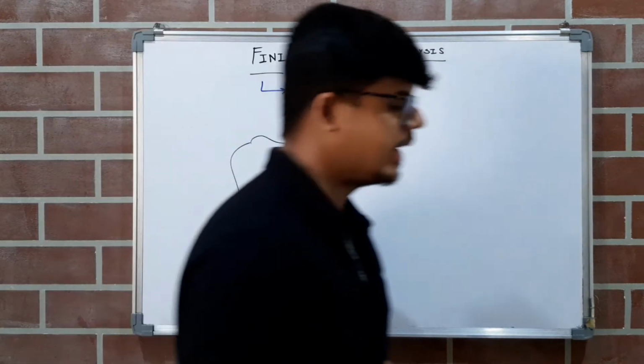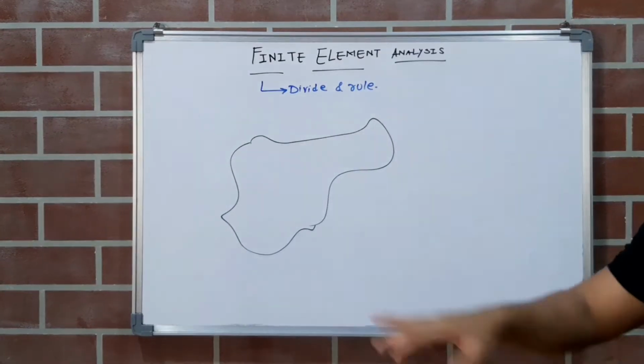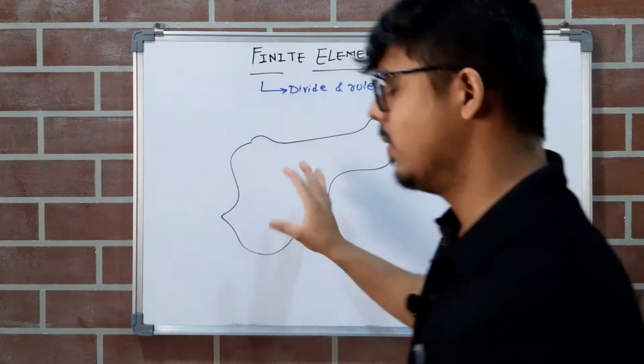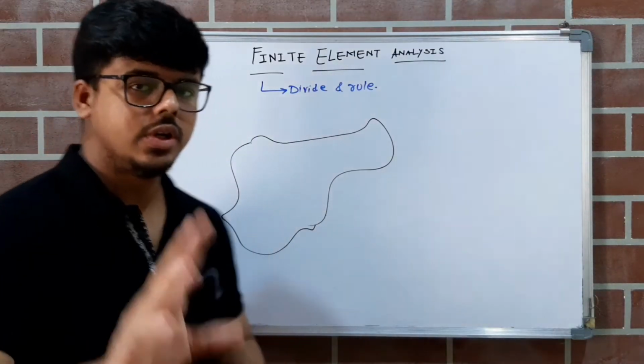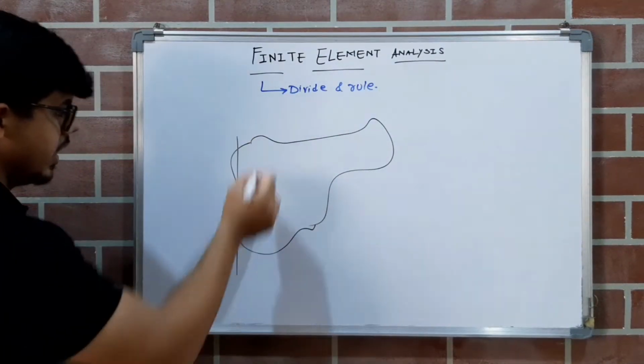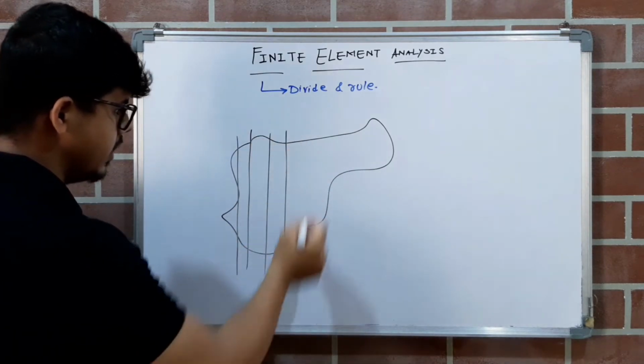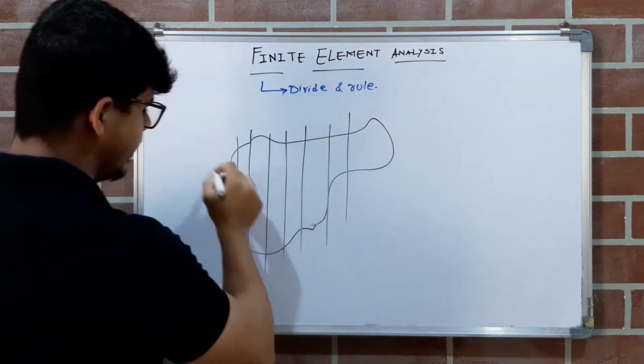Now again we will take a complex shape or structure, right? I want to find the same thing, the area of this complex element. So what will I do? No problem, I will divide this structure into small known elements. Just observe me.